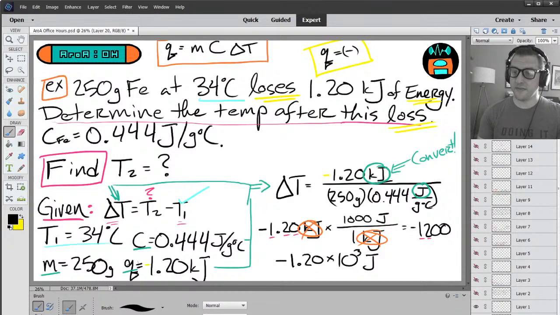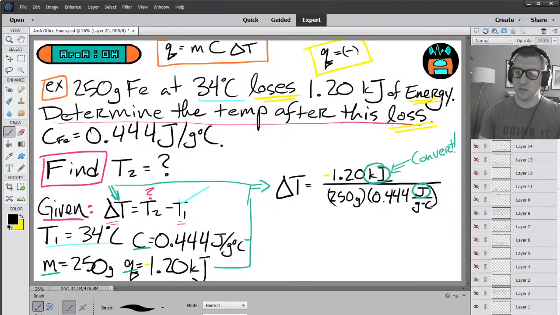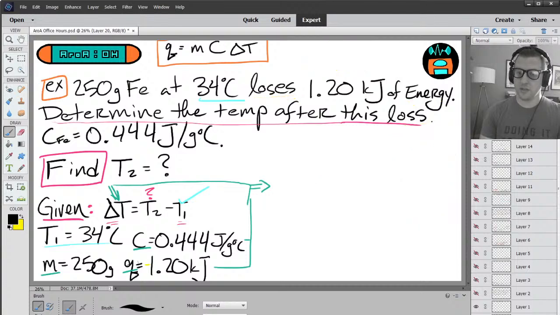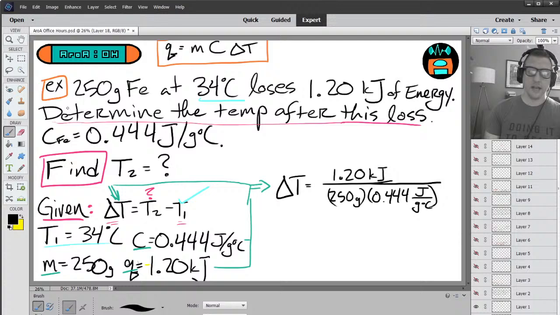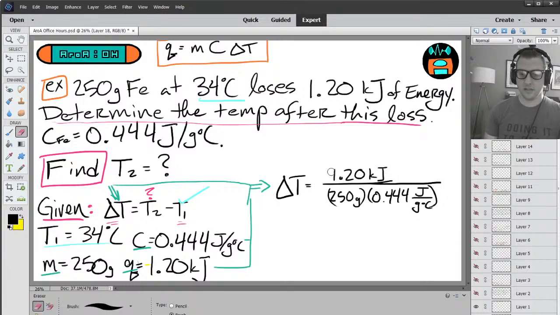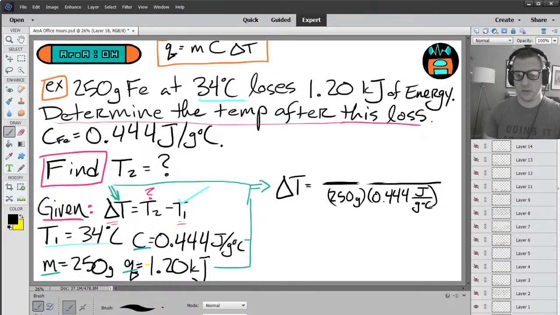Now let's plug this value in to our equation and get the correct value. All right, so negative 1.20 times 10 to the third joules. That is the amount of energy lost.